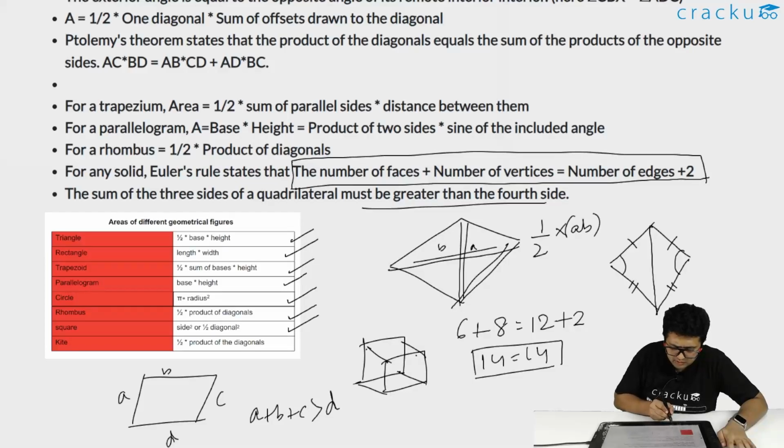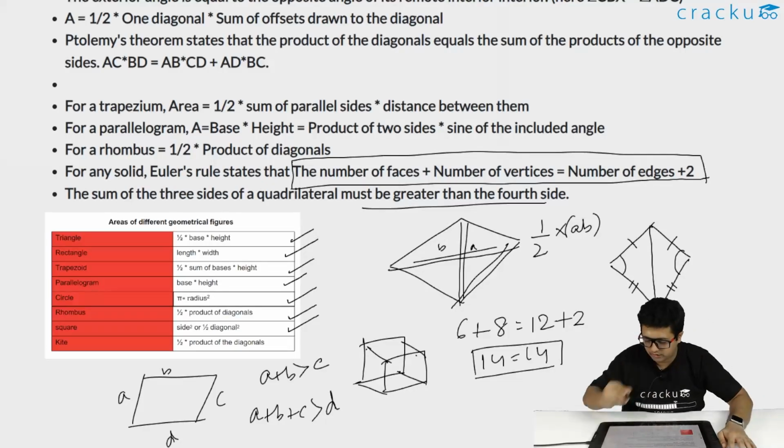right? So for all four sides, A plus B plus C should be greater than D. This is one of the basic properties, similar to how in triangles the sum of two sides should be greater than the third side. Let's look at some questions.